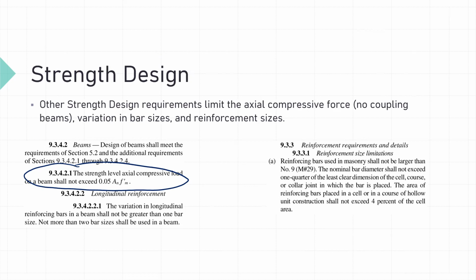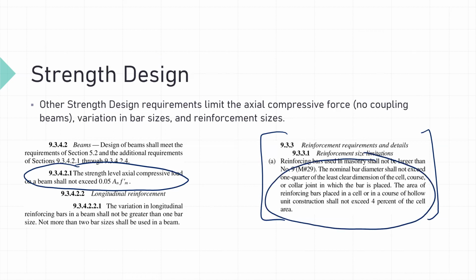Beyond that, in 9.3.3, again, strength design is more ductility focused. And so we do limit our bar sizes to a number 9 bar maximum, regardless of whether it's a wall, beam, pilaster, column, whatever the element is. Number 9 is the largest bar size we can use under our strength design provisions. If we use ASD, we could theoretically go up to a number 11 bar, but we do have other requirements that limit our bar size here based on our area.